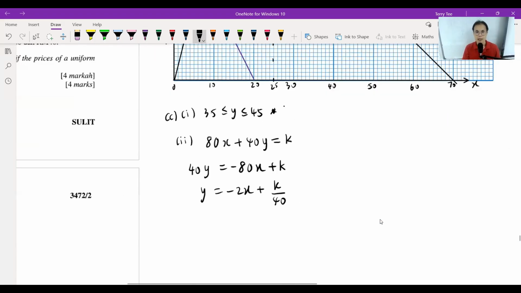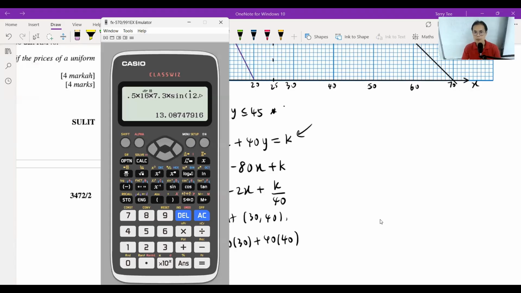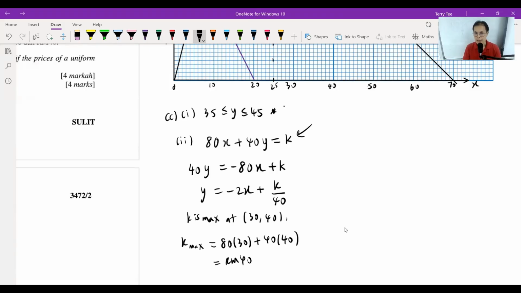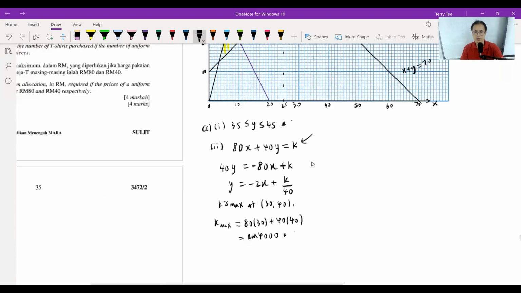Yeah. So we write here, K is maximum at 30, 40. Your maximum K value, just substitute inside your objective function, is 80 times 30 plus 40 times 40. Okay, calculator. 80 times 30, 40 times 40. There you go. 4,000. So you allocate a maximum of 4,000 ringgit to make this uniform and t-shirt. Okay. All right. I think this is the last one. That's it. There's no more.